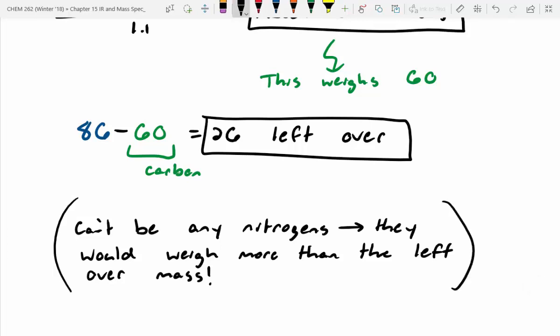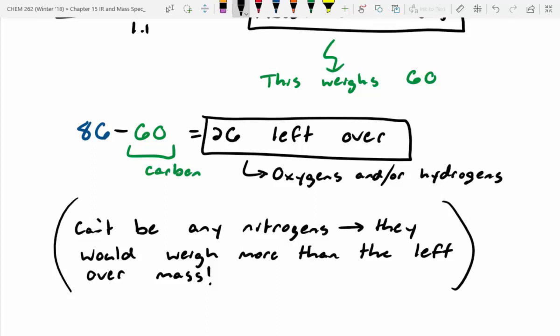All right, so we've got 26 left over. What do you think could be making up that 26? And we're assuming simple organic compounds, so don't go nuts on the periodic table looking at transition metals. Yeah, probably hydrogens. What's another atom that's commonly found in organic compounds? Oxygens, right? So typically this leftover is going to be made up of oxygens and/or hydrogens. We know nitrogen can't possibly work in this situation, so we've got to go from there.